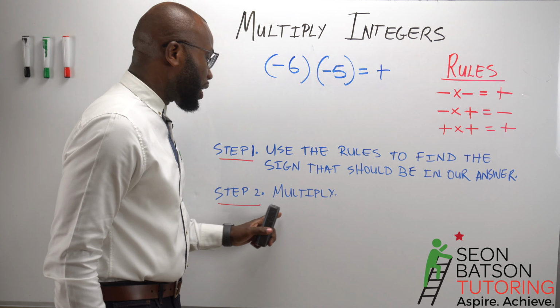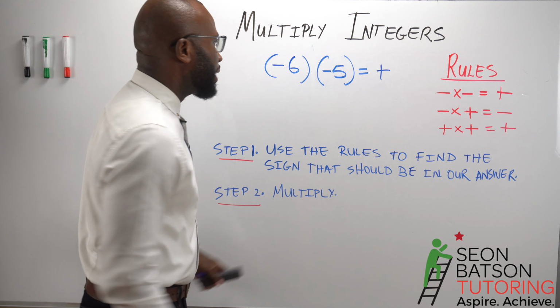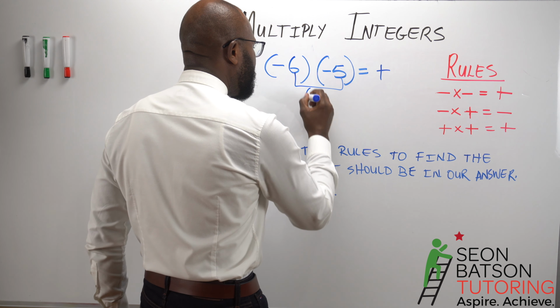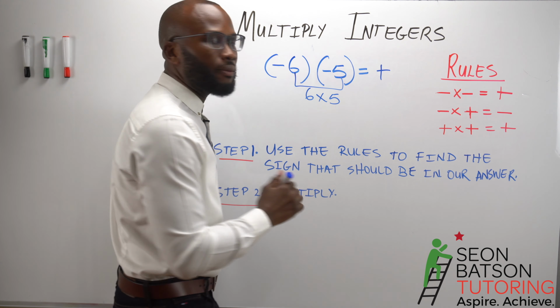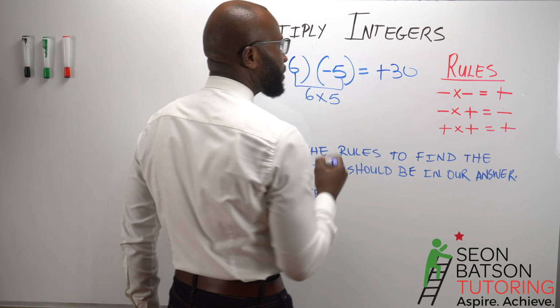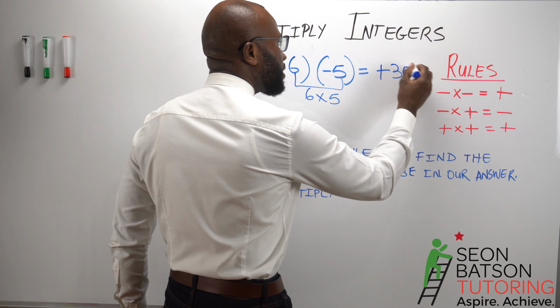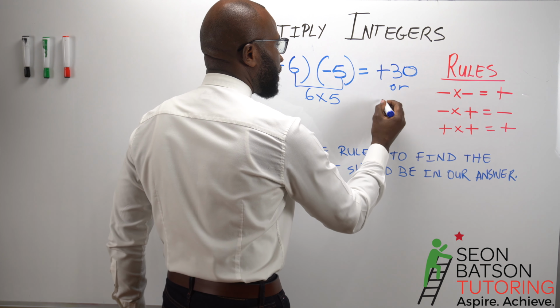Yes? And step 2, we are going to multiply. That's it. Very simple stuff. Very fun stuff. 6 times 5 is 30. So our answer is positive 30, or we can just write 30.